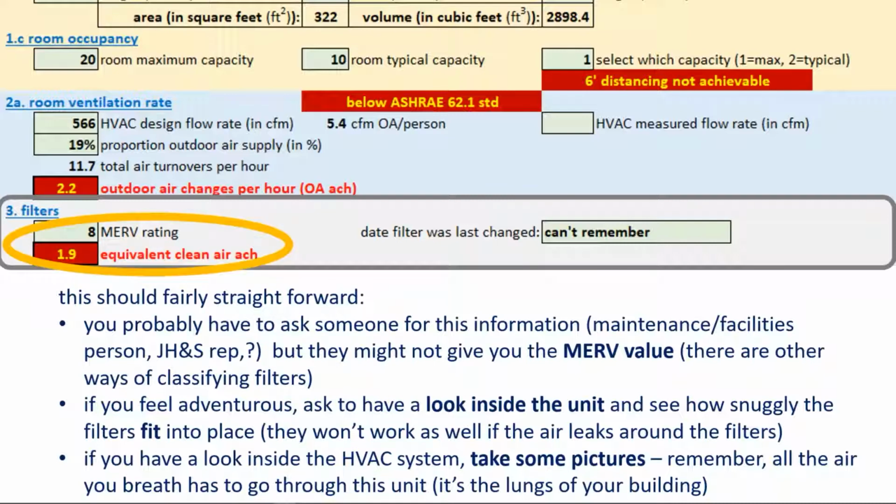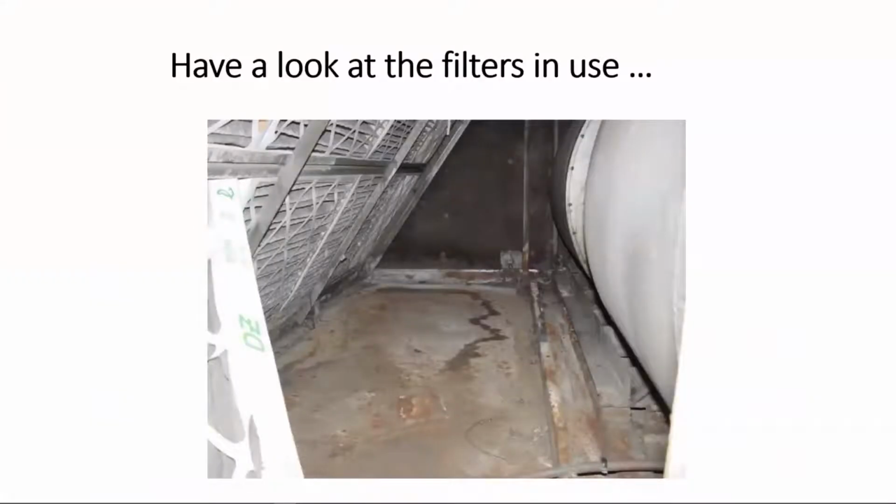So a MERV 8 is the type of filter that people used prior to the pandemic, and that gives some equivalent air changes per hour, but not a lot. We also put in a box here where you can write in the date the filter was last changed. And even if you can't remember, if that's posted on your door, it would probably be embarrassing to somebody, so they'll find out exactly when the filter was changed.